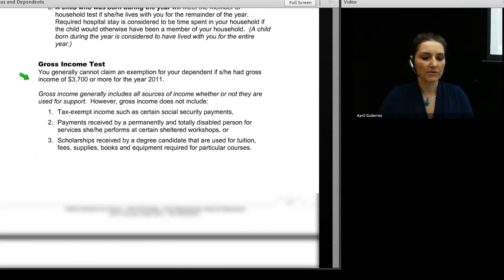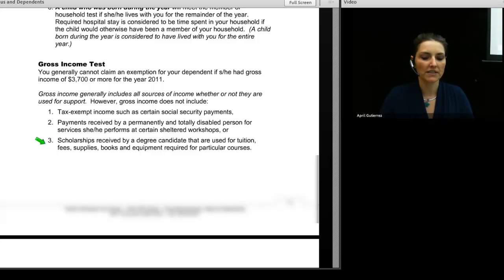Gross income test. You generally cannot claim an exemption for your dependent if he or she had gross income of $3,700 or more for tax year 2011. Gross income generally does include all sources of income, whether or not they are used for support. However, gross income does not include tax-exempt income, such as certain Social Security benefits, payments received by a permanently and totally disabled person for services he or she performs at certain sheltered workshops, or scholarships received by a degree candidate that are used for tuition, fees, supplies, books, and equipment required for particular courses.